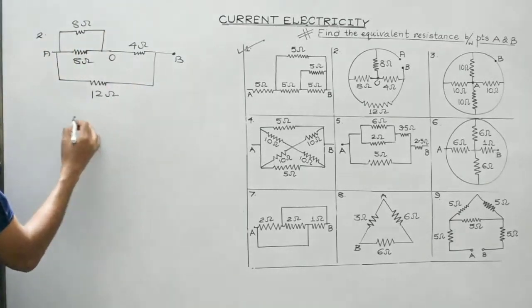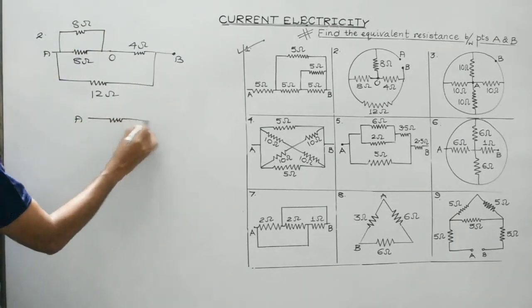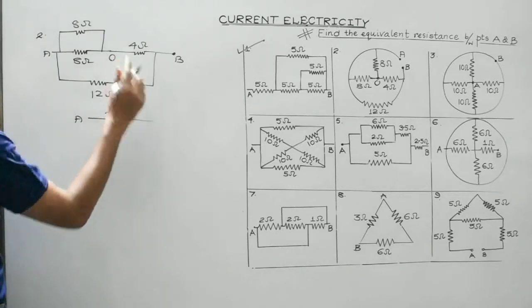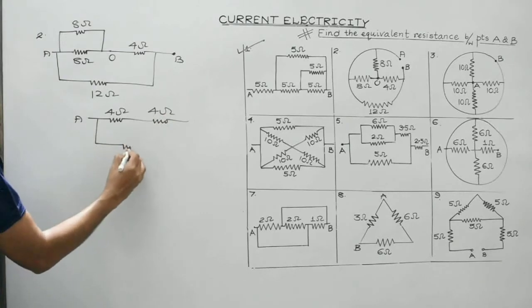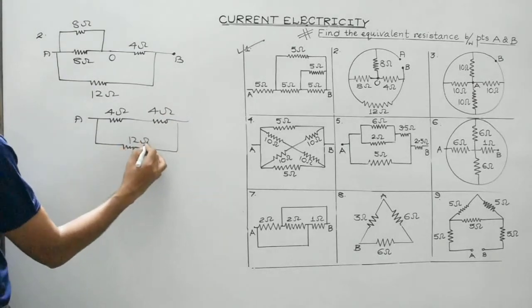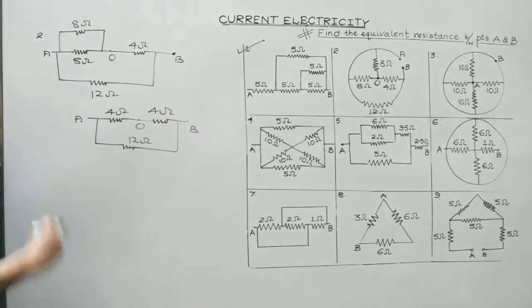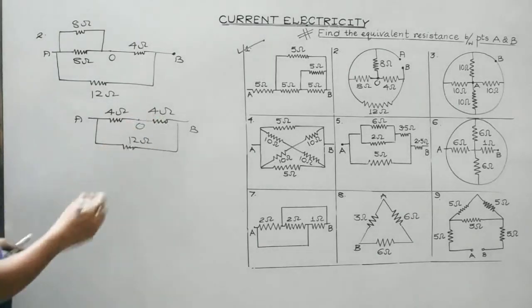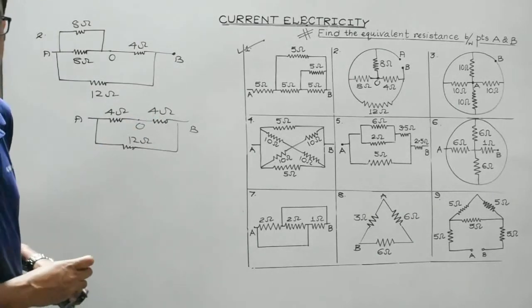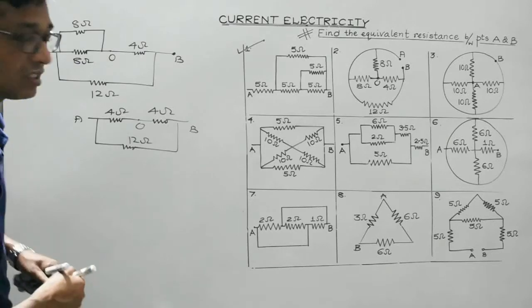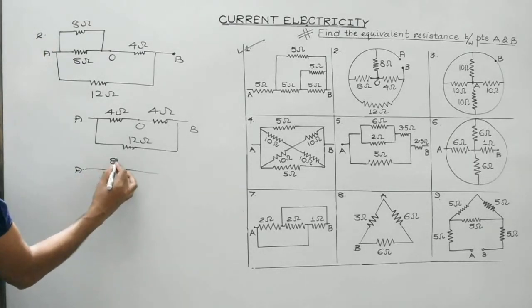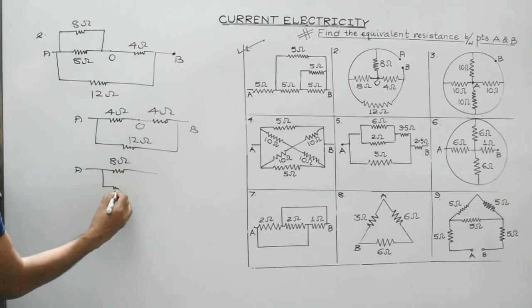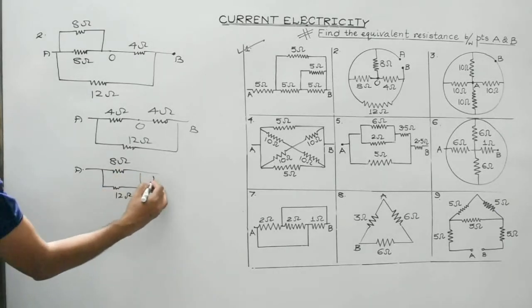So its equivalent resistance is 4 ohm. This one is also given to be 4 ohm, and this is 12 ohm. This is point B, this is point O. Now there is no doubt that these two, 4 and 4, are connected in series. So their equivalent resistance is 8 ohm. That is, this will become 8 ohm and this is 12 ohm.